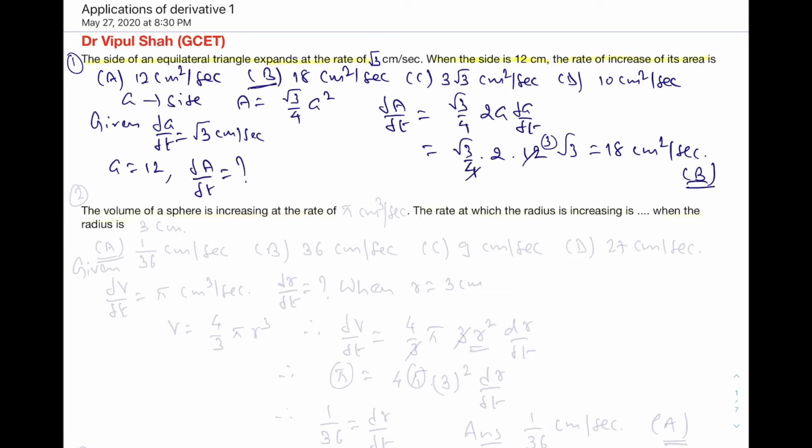Next, let us take say an example that the volume of a sphere is increasing at the rate of pi centimeter cube per second. The rate at which the radius is increasing is when the radius is 3 centimeter.